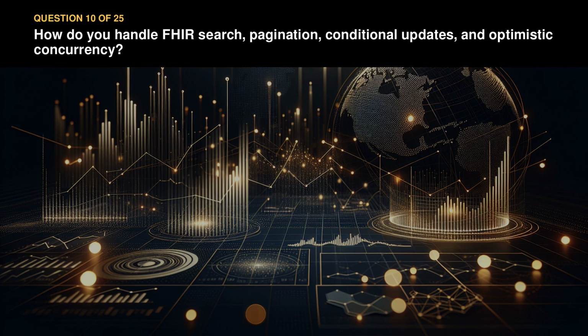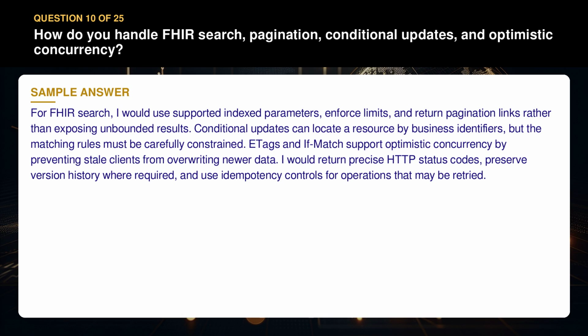Question 10. How do you handle FHIR search, pagination, conditional updates, and optimistic concurrency? For FHIR search, I would use supported indexed parameters, enforce limits, and return pagination links rather than exposing unbounded results. Conditional updates can locate a resource by business identifiers, but the matching rules must be carefully constrained. ETags and If-Match support optimistic concurrency by preventing stale clients from overriding newer data.